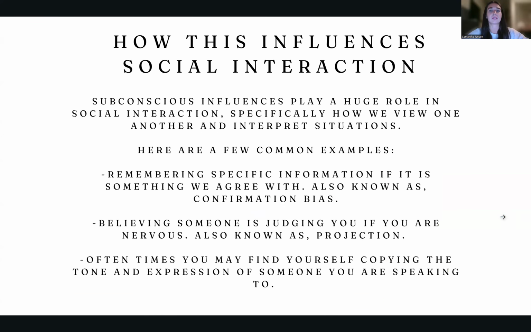And then how this influences social interaction. Subconscious influences play a huge role in social interaction, specifically how we view one another and interpret situations. Some examples include remembering specific information if it's something we agree with. This is also known as confirmation bias. Next, we have believing someone is judging you if you are nervous. This is also known as projection and can be applied to a bunch of other things. And then lastly, oftentimes you may find yourself copying the tone and expression of someone if you're speaking to them directly.